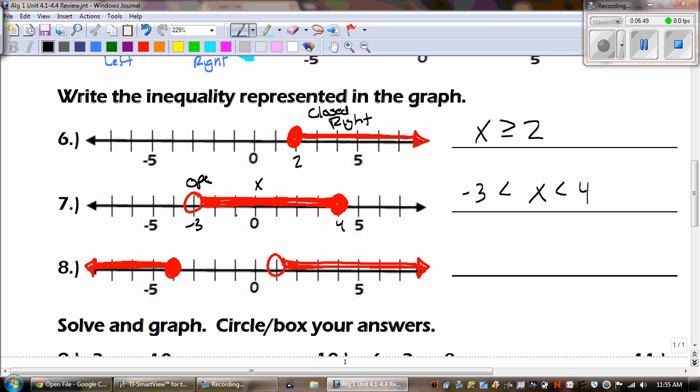At -3, it's open, so I'm going to leave it like that. And at 4, it's closed. So that's when we put the line underneath it. And that's it.